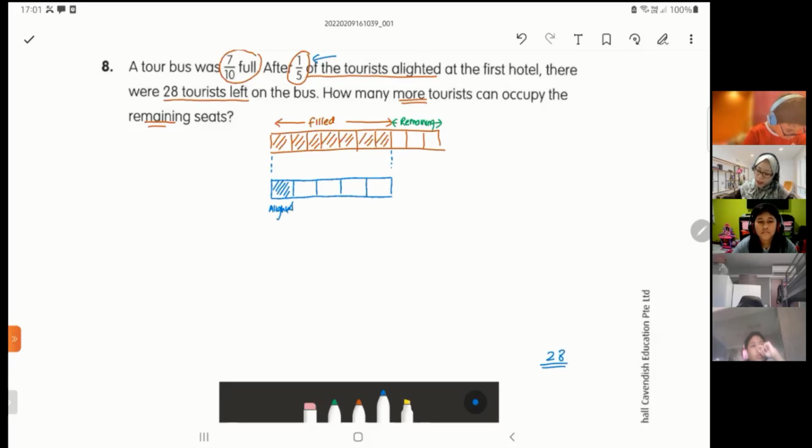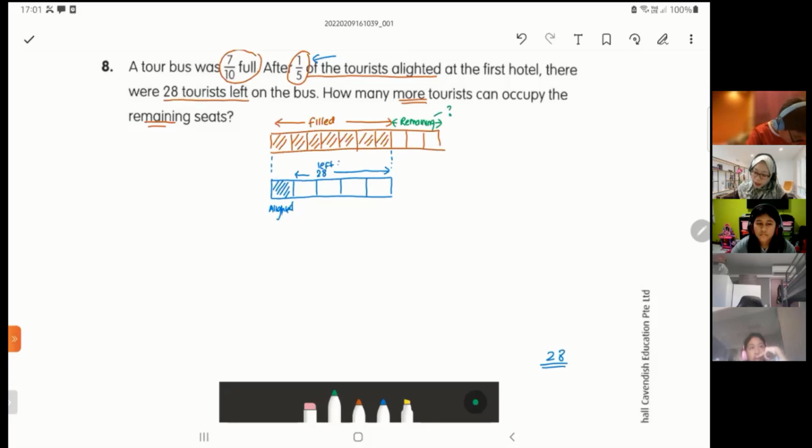And then what do I have? I have people left. Left means balance, not left as in go out or go off. Left means the leftover. So I have 28 people left over. Now I want to know how many more tourists can occupy the remaining seats, which means I want to know this portion, and also the balance of the ones that already alighted.